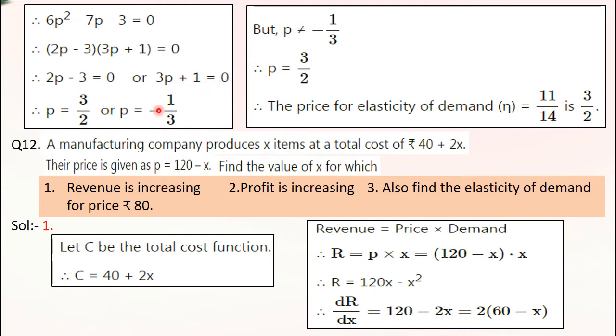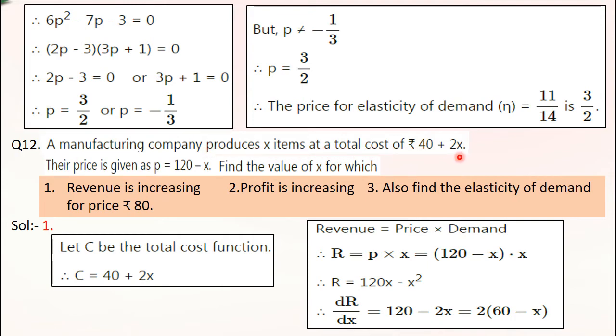But we know price is never negative. So we will consider the positive value of P as 3 upon 2. That means the price for elasticity of demand eta equal to 11 upon 14 is 3 upon 2. Now, question number 12. A manufacturing company produces x items at a total cost of rupees 40 plus 2x.